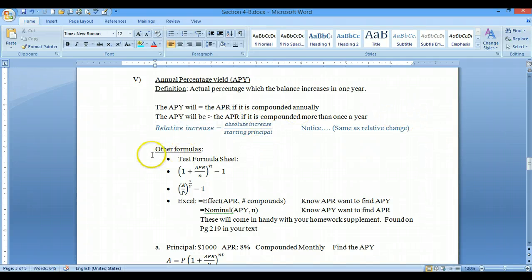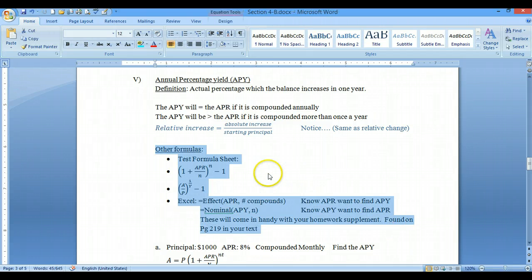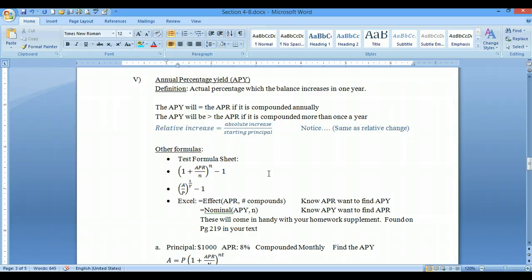Oh, by the way, there are other ways that you can find it. These are the other ones you'll find on your test formula sheet. Don't let it confuse you. It's the exact same thing. You can use the absolute increase divided by the starting principal, and that'll give you your relative increase. Relative meaning, what do you remember? Relative means percent. It should automatically come into your mind. Relative is a percent, which APY is.